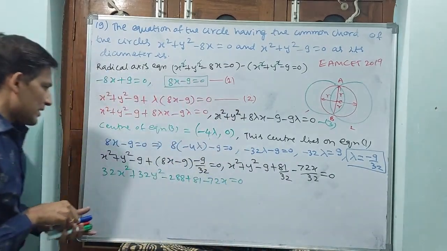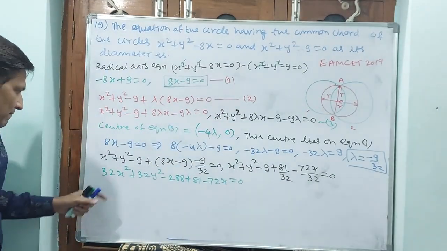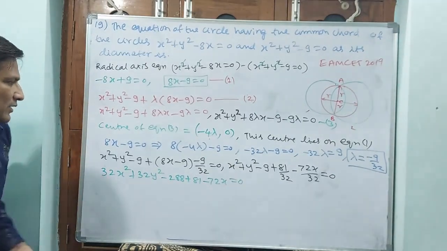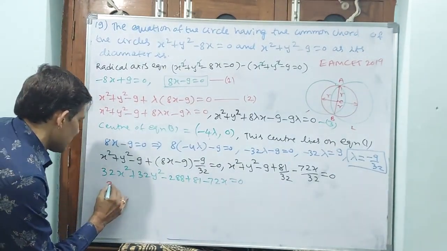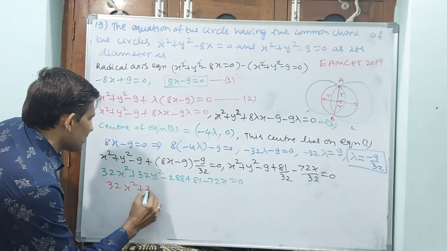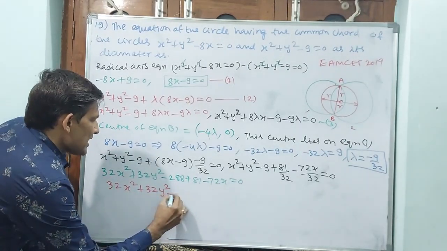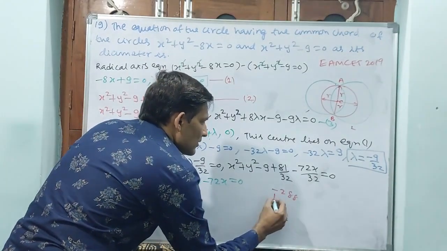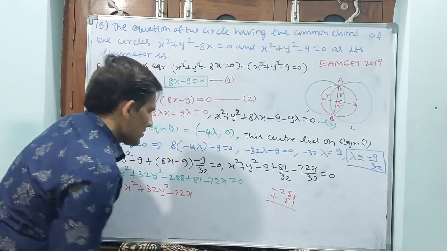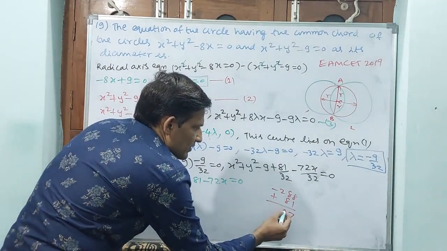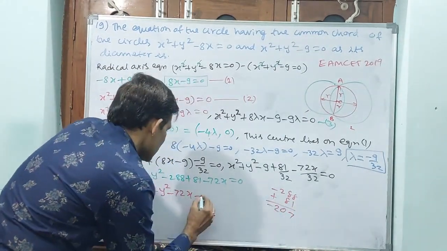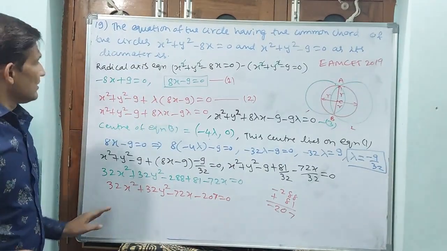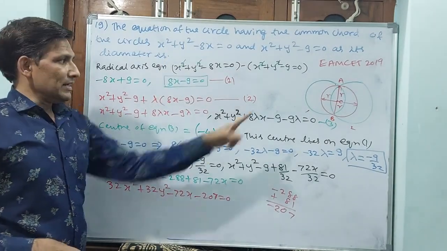Now not over. Why? Because we have not finalized it. See, this x you have to bring this side and this also you have to calculate. First let me write 32x square plus 32y square minus 72x. 288 minus 81 is 207. Minus 207 is equal to 0. You understand this question? This is the equation of the third circle.